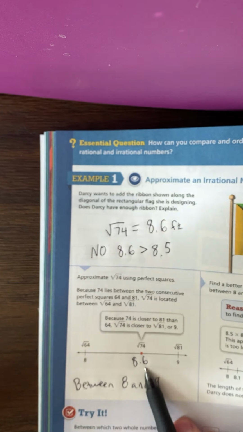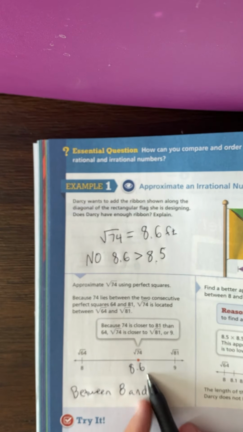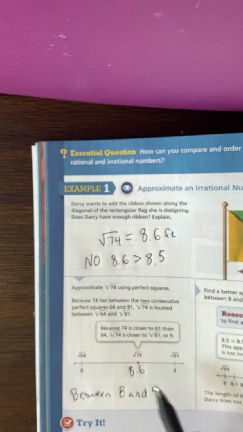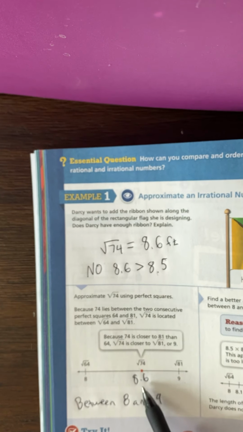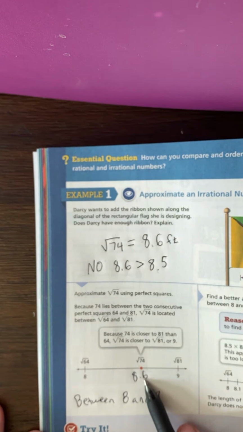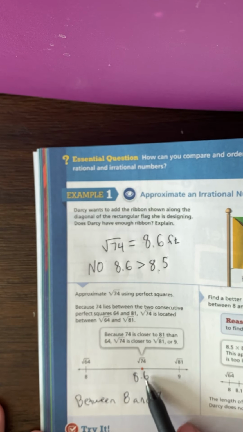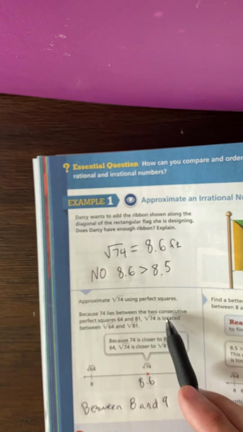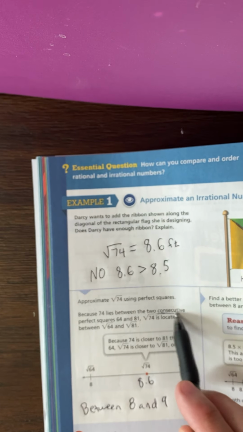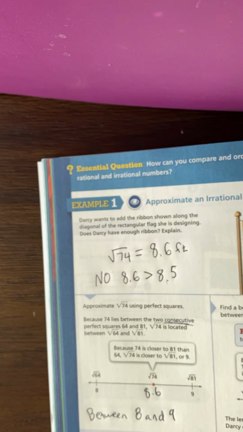Notice if it's 8.6, let's say $8.60, that'd be between $8 and $9. A lot of people will say that 8.6 is between 8 and 10, which it is, but those two numbers are not consecutive. Consecutive means back to back.